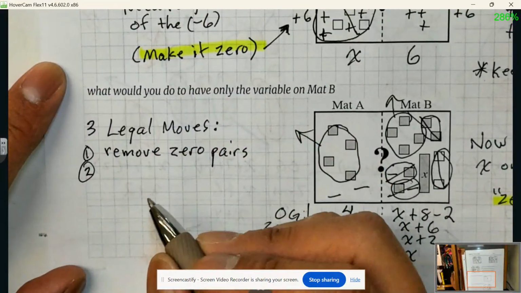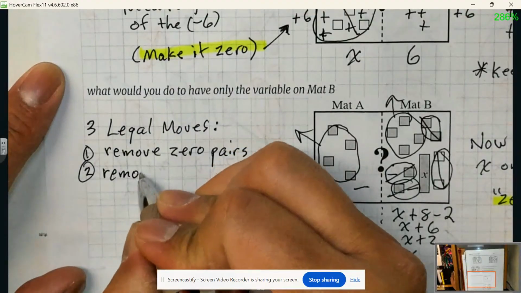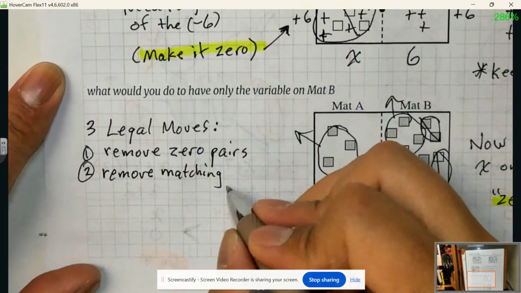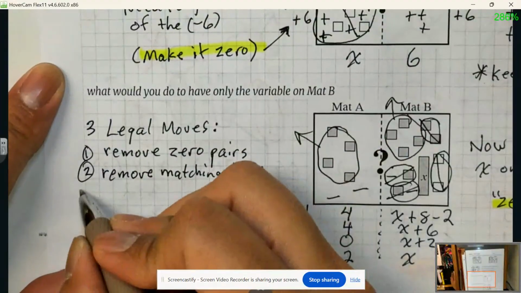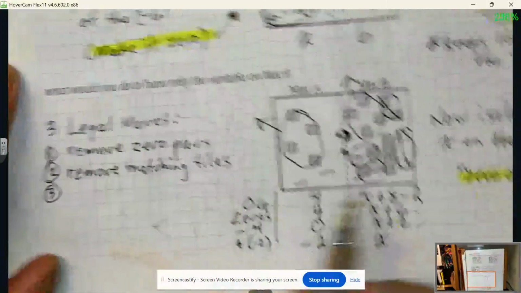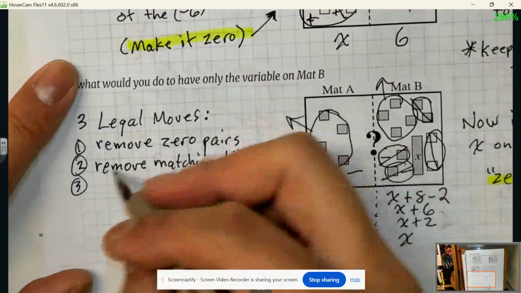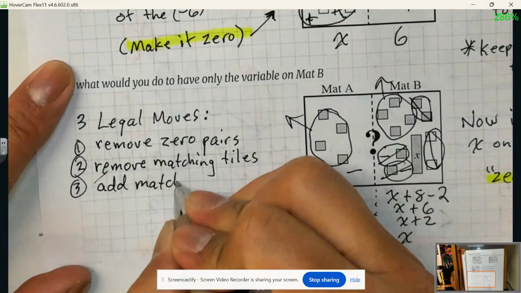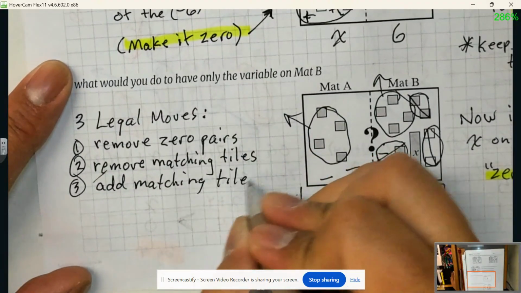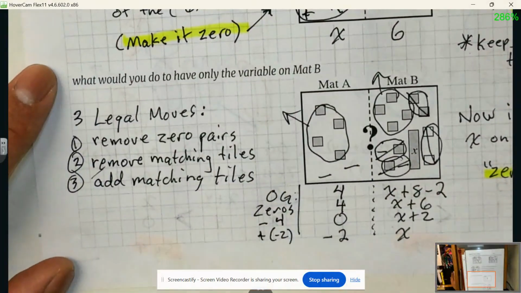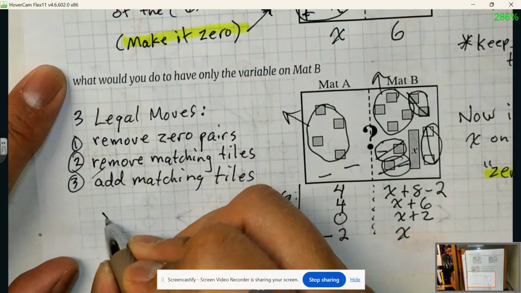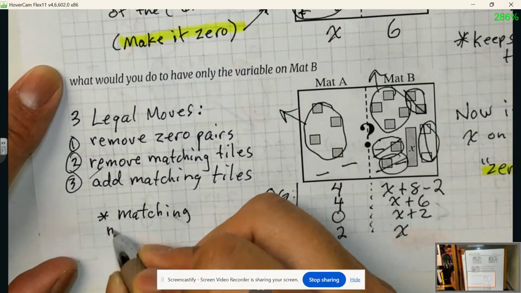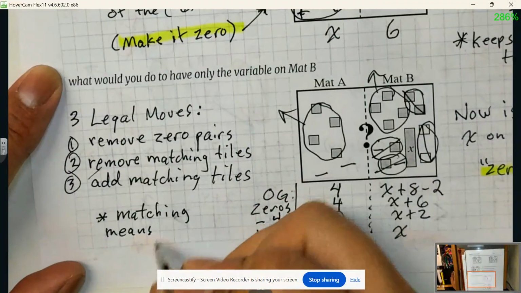If you don't have any 0 pairs, just skip over to step 2, which is remove matching tiles. Okay, and once we remove matching tiles, if we still don't have that x by itself, or the x isolated, we need to add matching tiles. Okay, and these are our 3 legal moves so far. Okay, and just keep in mind that matching means both sides.